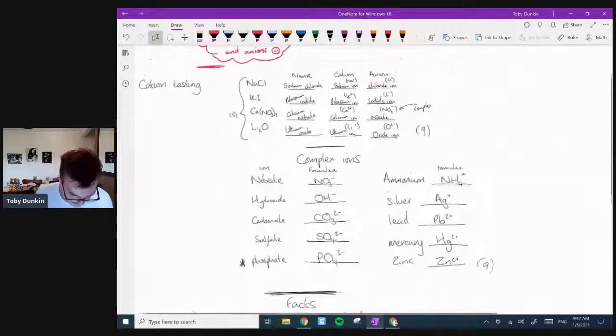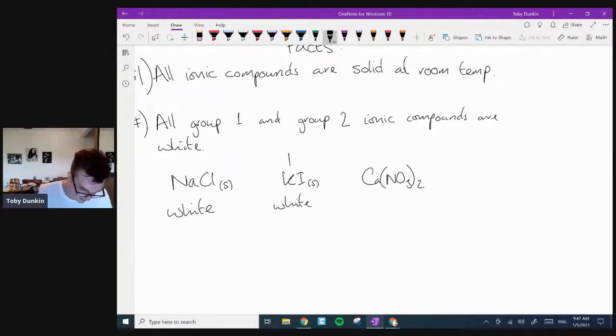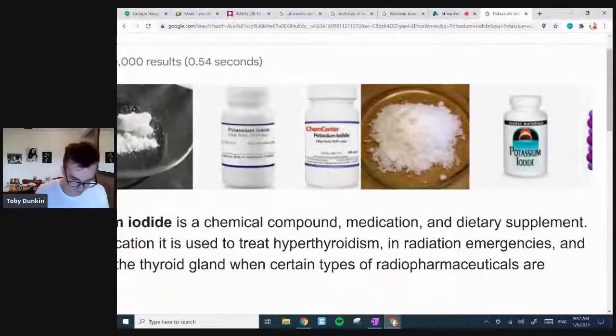Next, calcium nitrate. It contains a group 2 metal. This one here is group 1, so white. This is group 2, so it must be white. Love it. White solid. Let's have a look at what calcium nitrate looks like. I always like proving stuff.